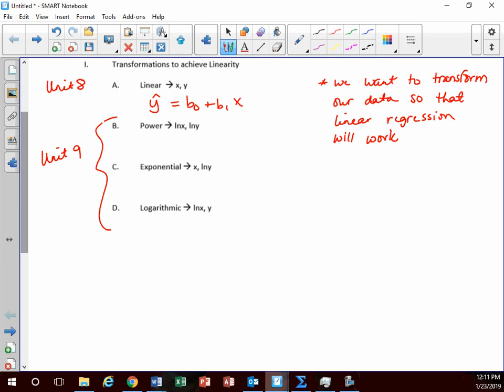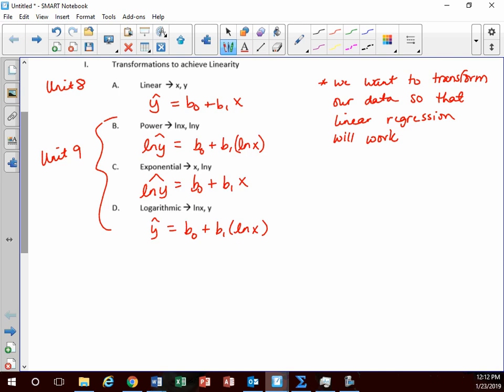So if you take the natural log of both, your new equation looks like predicted natural log of y equals b sub 0 plus b sub 1 natural log of x. Exponential is going to be predicted natural log of y equals b sub 0 plus b sub 1, and just x. You guys see how this time the x we're leaving alone? And then the third one, the y, we're leaving alone, so it'll be predicted y equals b sub 0 plus b sub 1 natural log of x.